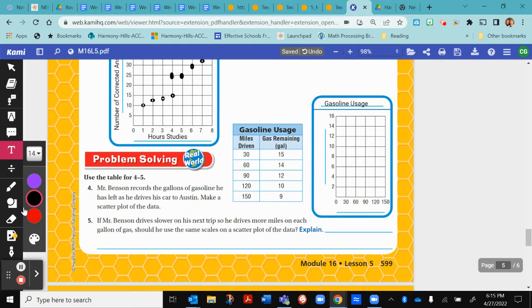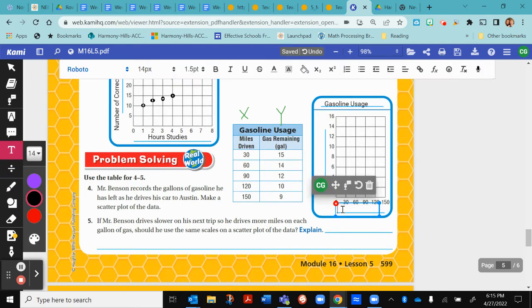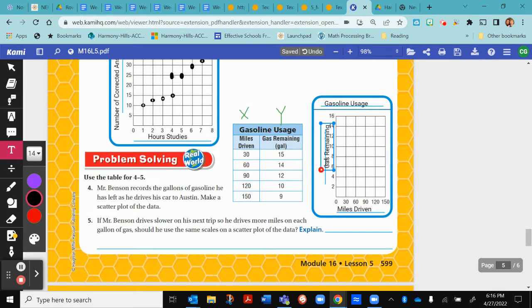On the x-axis, again, the first one is x, the second one is y. So with the x-axis, this is going to be miles driven, not drives, but driven. And on the y-axis is gas remaining. So I'm going to go ahead and write that in. There we go. And I'm going to flip this over and then move this so that we can see it. And there we go. It's in gallons, and then we have our miles driven.